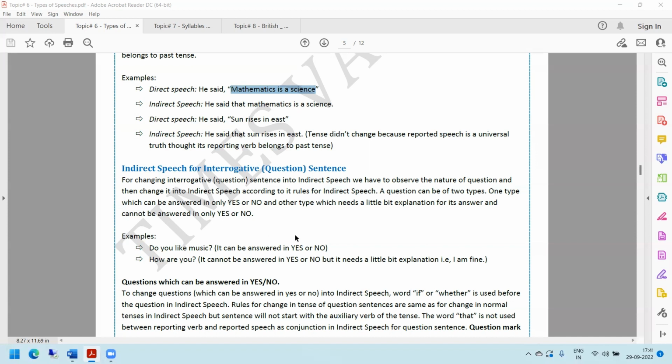Okay. For example, see here: do you like music? This is a simple question. It can be answered in yes or no. It doesn't require any explanation. Do you like music? Yes, if yes, otherwise no, that's all. Nothing else required. But look at a WH question. How are you? We cannot answer in yes or no. It needs a little bit of explanation.